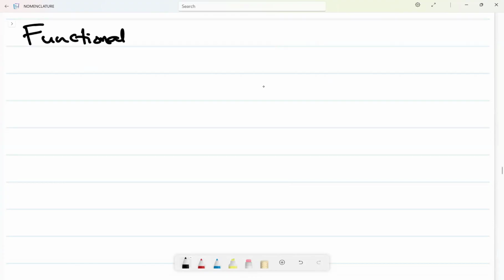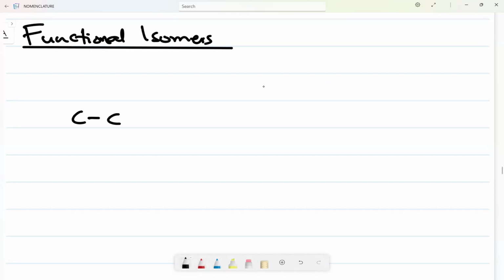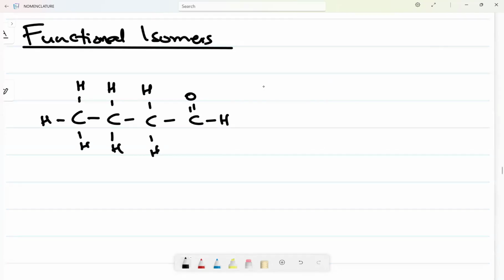Example of functional isomer. When we deal with functional isomer, we are saying, okay, let's look at aldehyde and ketone. Aldehyde and ketone will do. What is this? Do you all agree with me that this is an aldehyde? Why is this an aldehyde? Because now the double bond O is on the first carbon. Can you see that? On the terminal carbon. So this is an aldehyde.